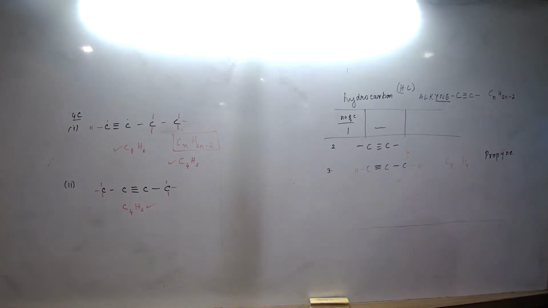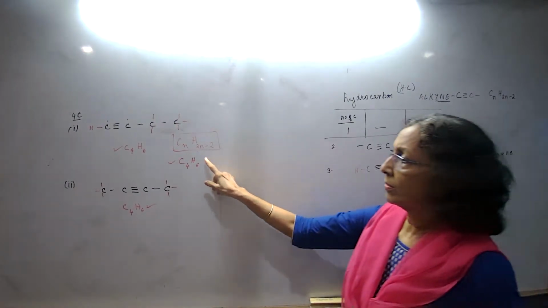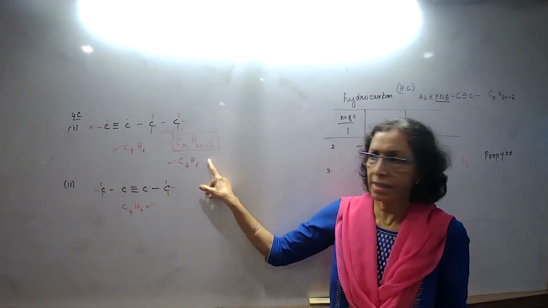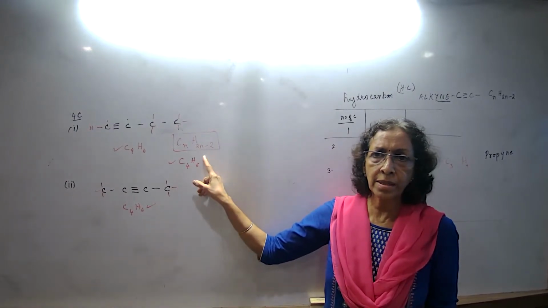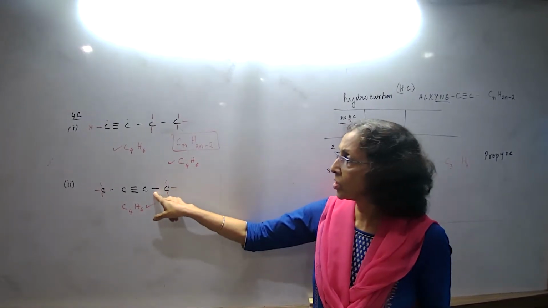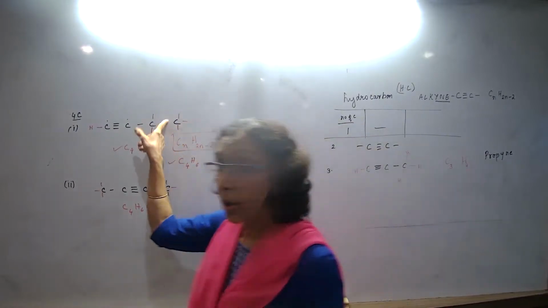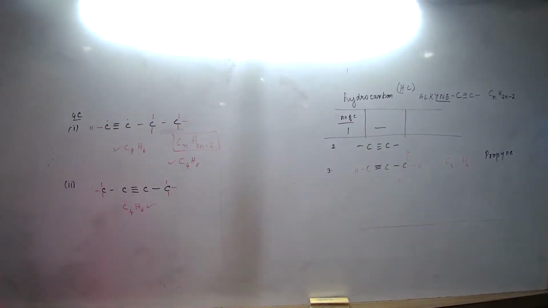Understood? Formula is the same, no? C4 H6. Here also C4 H6. Molecular formula is the same. Whether you draw this structure or this structure, the molecular formula will remain the same. Only the structure will be slightly different. So what are they called? They are called as structural isomers.